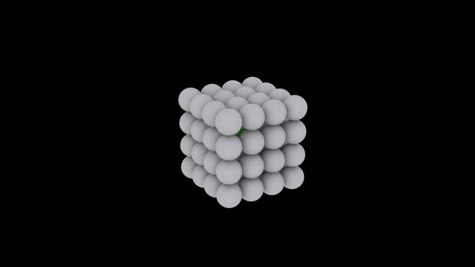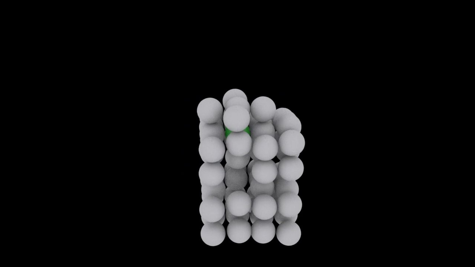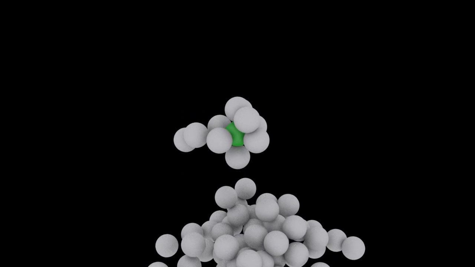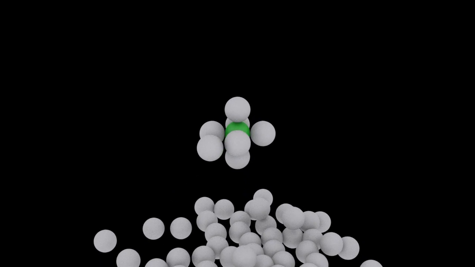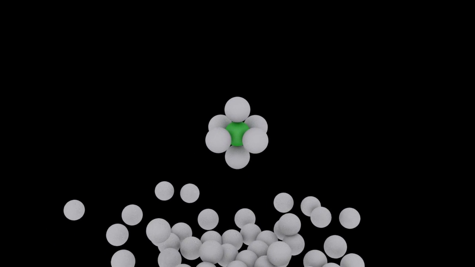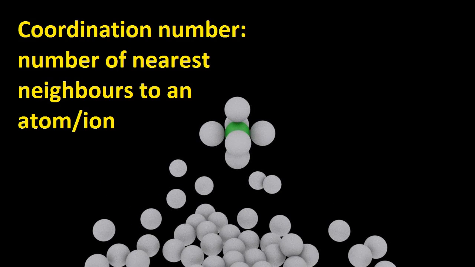Another term you need to know is coordination number. So if I strip away the atoms or ions away from one single atom and its neighbours, I count 6 neighbours, and indeed that is the definition of coordination number. The number of nearest neighbours to an atom or ion.